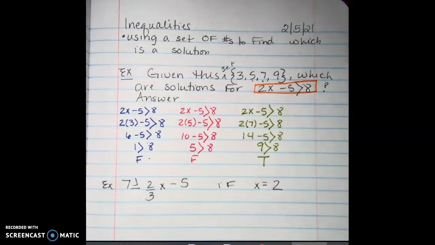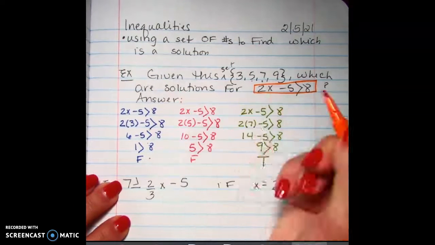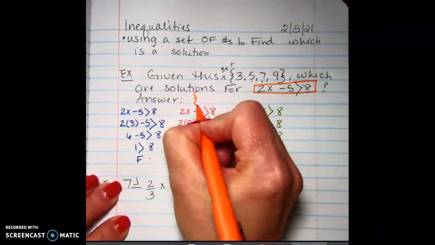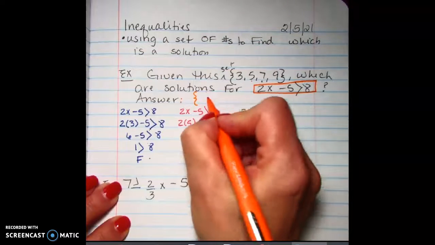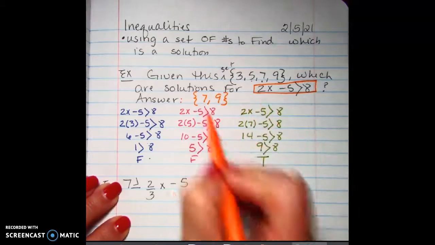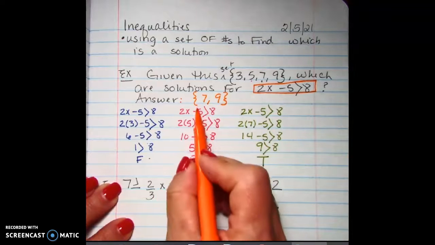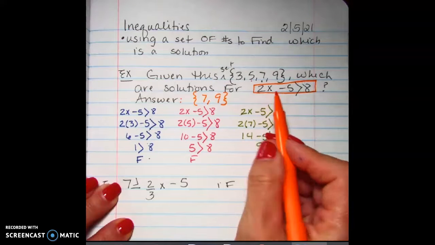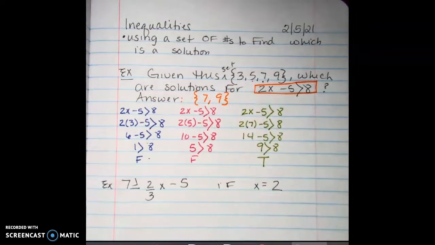So the answer to my problem is, actually, let's see. I would rewrite my brackets because brackets mean set, and that would be my answer. 7 and 9 are the numbers from the set that are a solution.